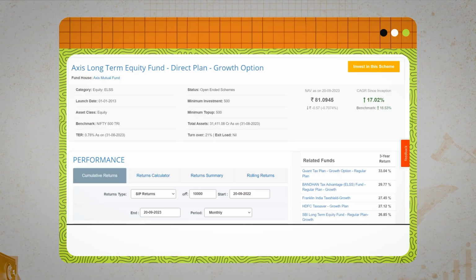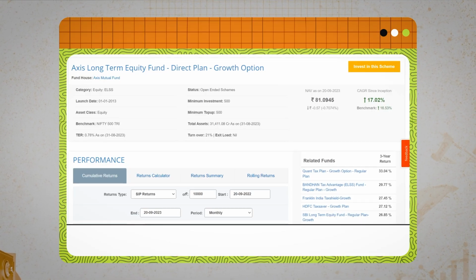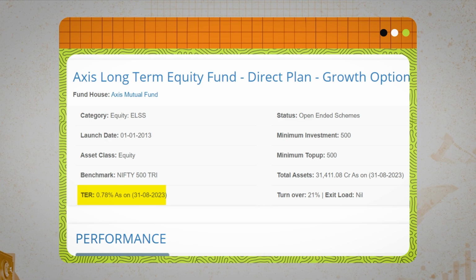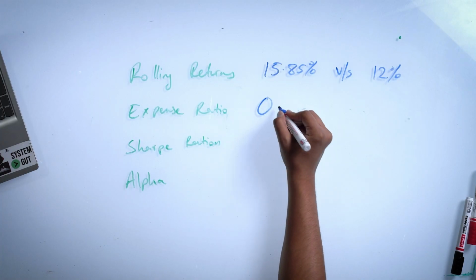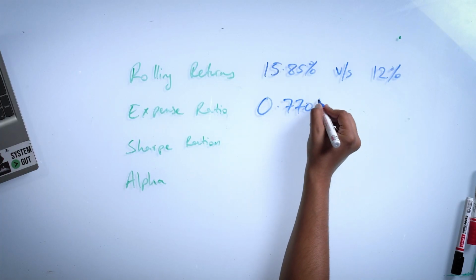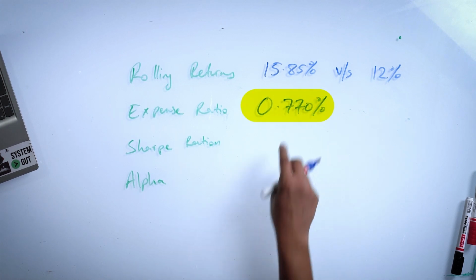So let's understand how much they charge and what this particular fund is charging. Here we can see that the total expense ratio is 0.77%. So 0.770% is the expense ratio. We'll come back to whether this is high or low, but anything below 1% is actually pretty good. There are some funds charging up to 1.5, even 2%. So this sounds okay. Let's look at Sharpe ratio.